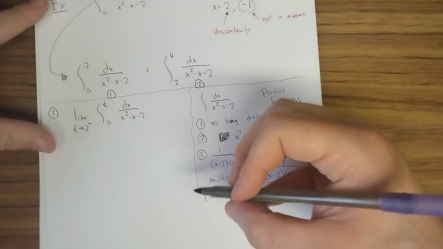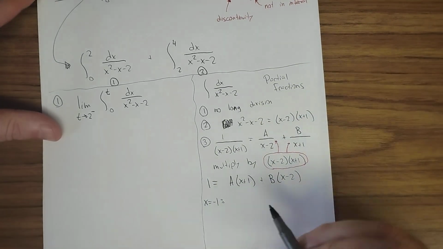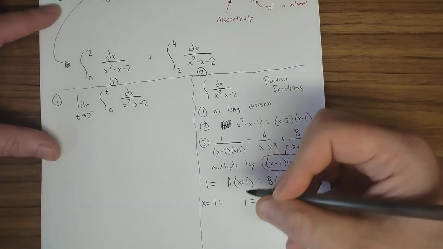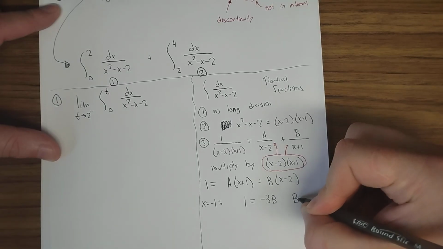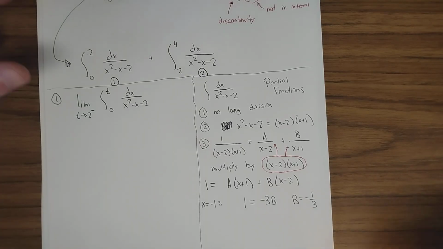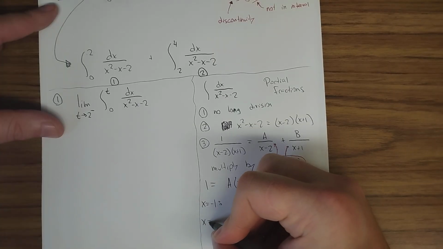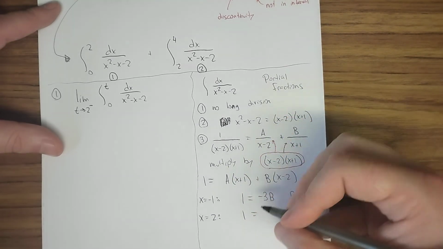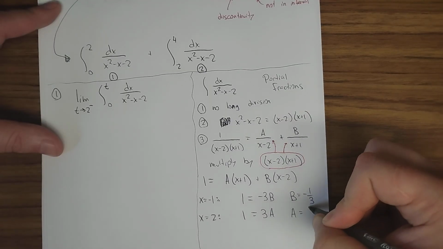Now we plug in our convenient values of x. So let me make this disappear. I'm going to plug in x equals -1. That tells me 1 equals, okay, this is gone, this is -3B. So B is -1/3. All right, making progress. So I just made this disappear. Let me make this disappear. So I plug in x equals 2. I get 1 equals, this is going to be 3A, and then this disappears. So A is 1/3.